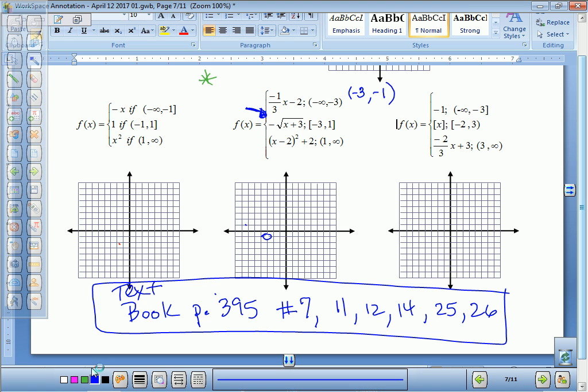Now, this line must go towards negative infinity, so it has to go left. And the slope is negative 1/3. So instead of going down and right, we go up and left. So it's headed off this direction.